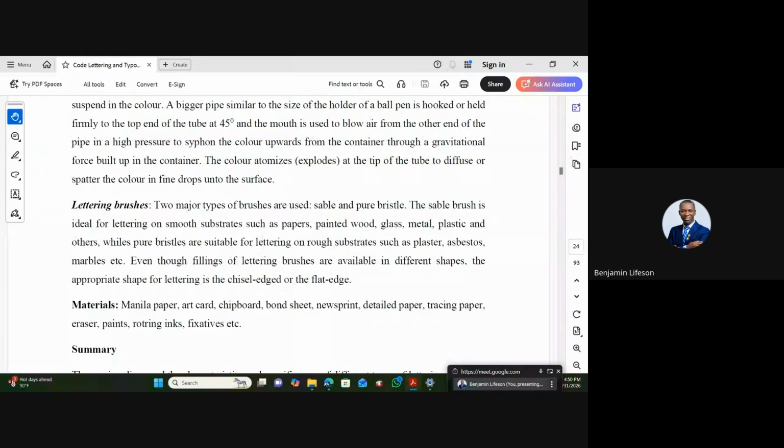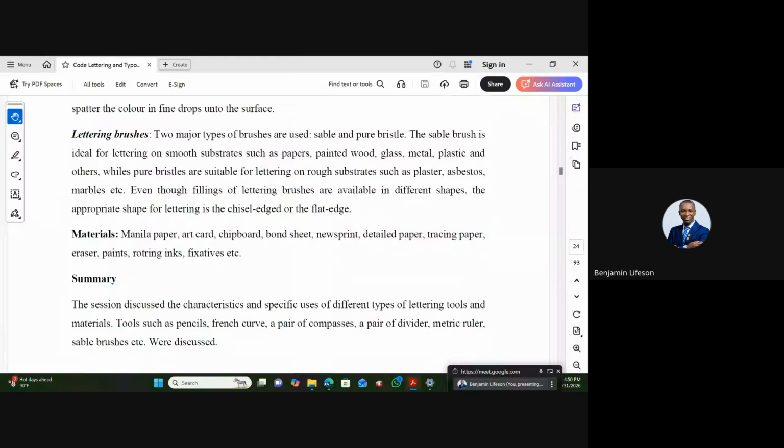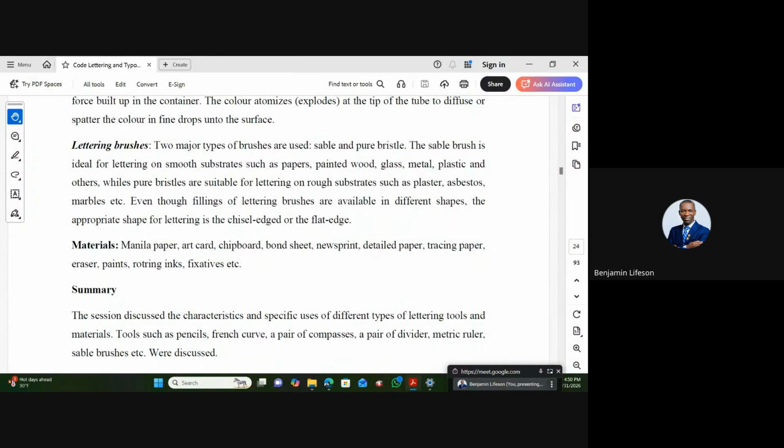Ladies and gentlemen, let's look at the materials. So the materials, we have the manila paper. Please, there is no paper called A4 sheet. Get it? Today, don't go and deceive anyone in this world that there is such a paper.